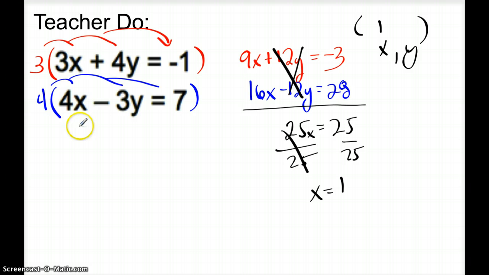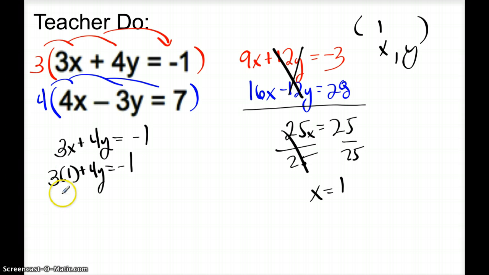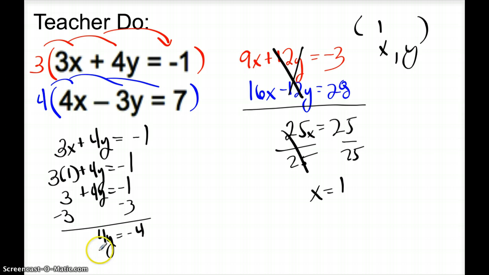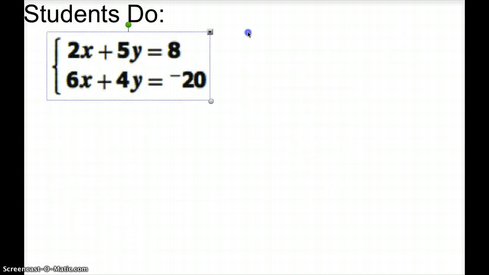I'm going to plug it back into one of the original equations. The one with the most positives is always the one I seem to go with. So 3x plus 4y equals -1. And I know my x is 1, so 3 times 1 plus 4y equals -1. 3 times 1 is 3, plus 4y equals -1, minus 3, minus 3. 4y equals -4. Divide by 4, divide by 4, y equals -1. There we go.